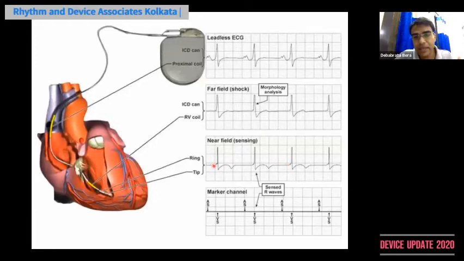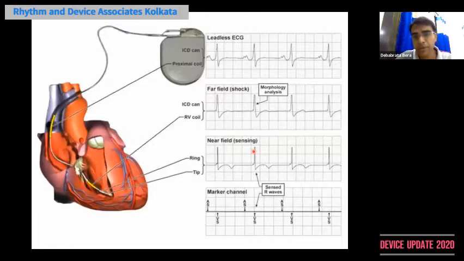If you see there are multiple spikes in the near field, if it is a genuine VT, you also should have rapid spikes, or rapid QRS complexes, in the far field electrogram as well. If there is a disparity between the two, you know there is something wrong. What is wrong? Possibly you need to interrogate the device.